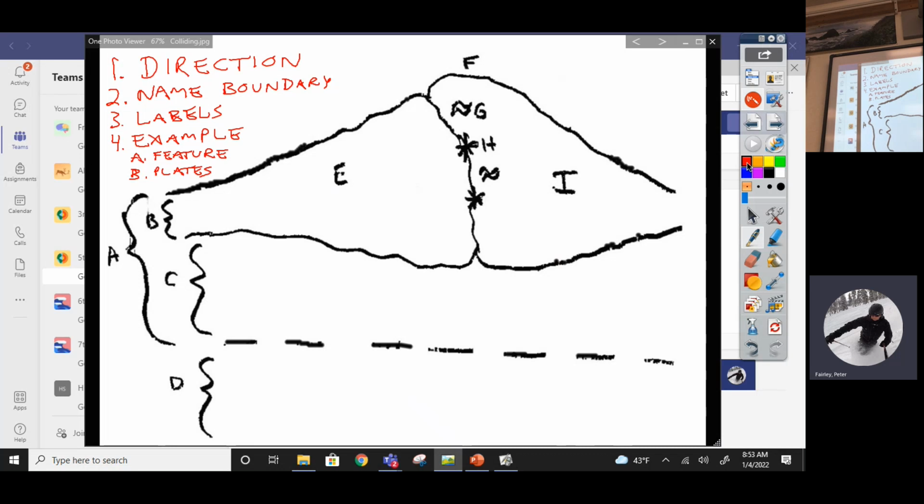I noticed yesterday when I did this in class that people were using their plates map to help them. At least the questions had some of the stuff on it. It doesn't have those diagrams, but it talks about the names of the boundaries, and it talks about places where this happens.